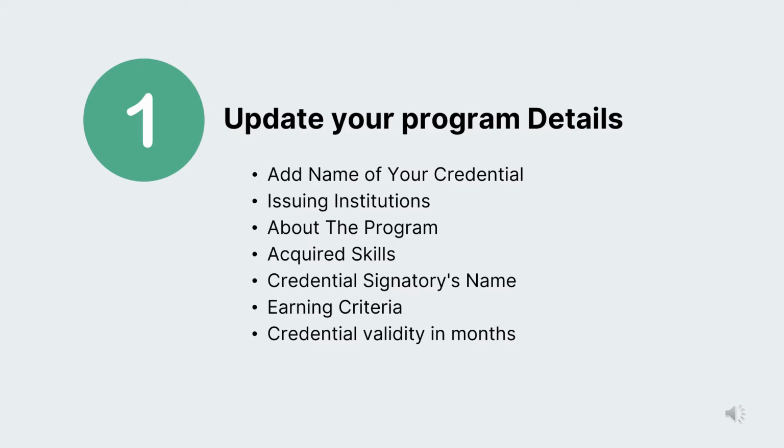In update your program details, you can add the name of your program, organization name, a brief info about the event, acquired skills, credential signatory's name, earning criteria, credential validity in months, give 0 for lifetime validity.